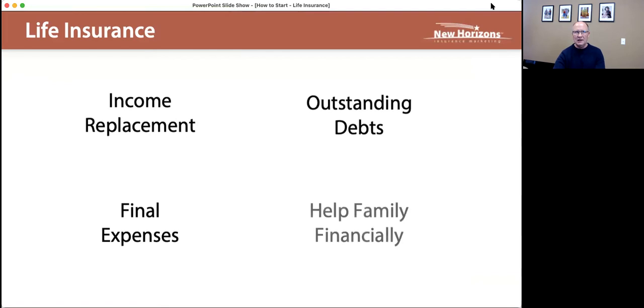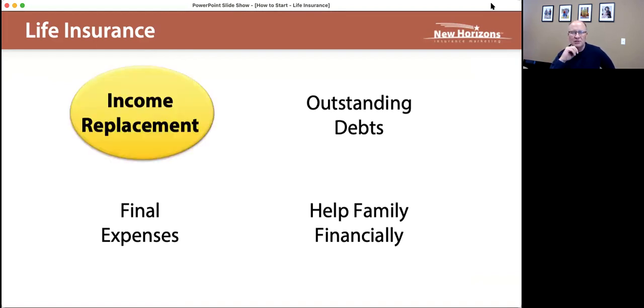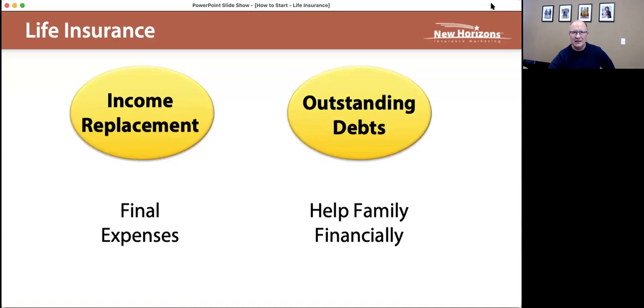When you start getting into life insurance and talking to your clients about life insurance, there's a reason for life insurance and why they have it. So these are 4 basic things. And Jason, the next slide there, I'm going to kind of, on this first segment, talk about income replacement. And then the next one there is outstanding debts.